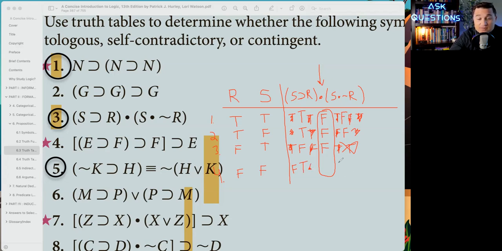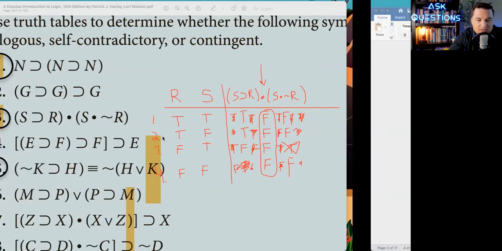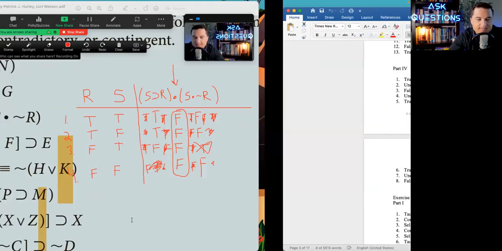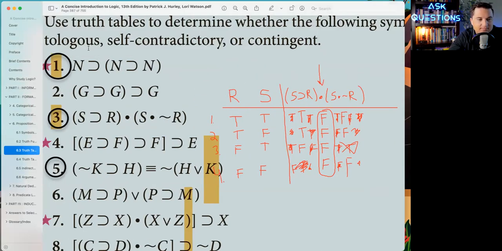The S here is false, which is going to spread to this and make this false. And it doesn't matter what's here. It doesn't matter what's here. It doesn't even matter what's here. We have an and statement. The right side in row 4 is false. That's going to spread to the main connective. And so you can see, no matter how you cut the pie, we end up with a bunch of falses. This statement's necessarily false. It's a self-contradiction. So that is 3. It's self-contradictory.